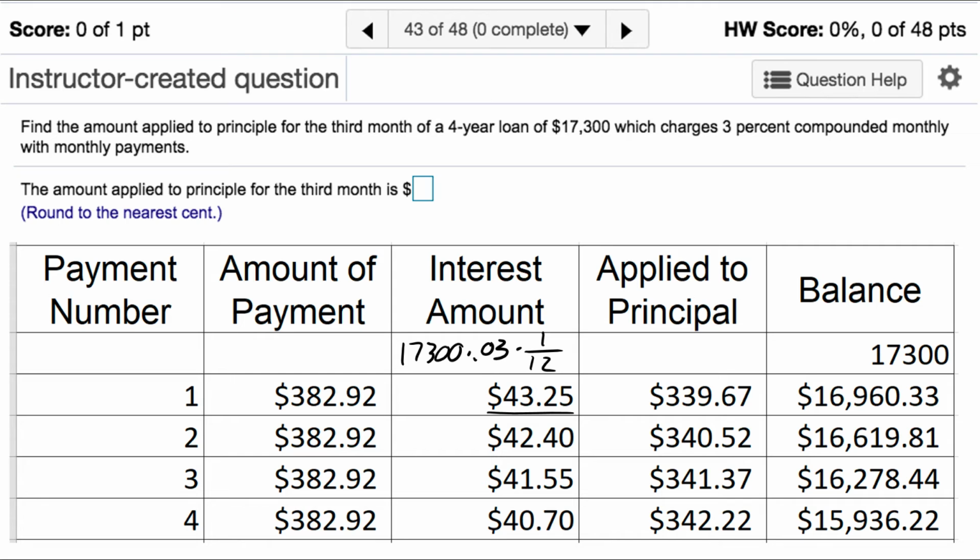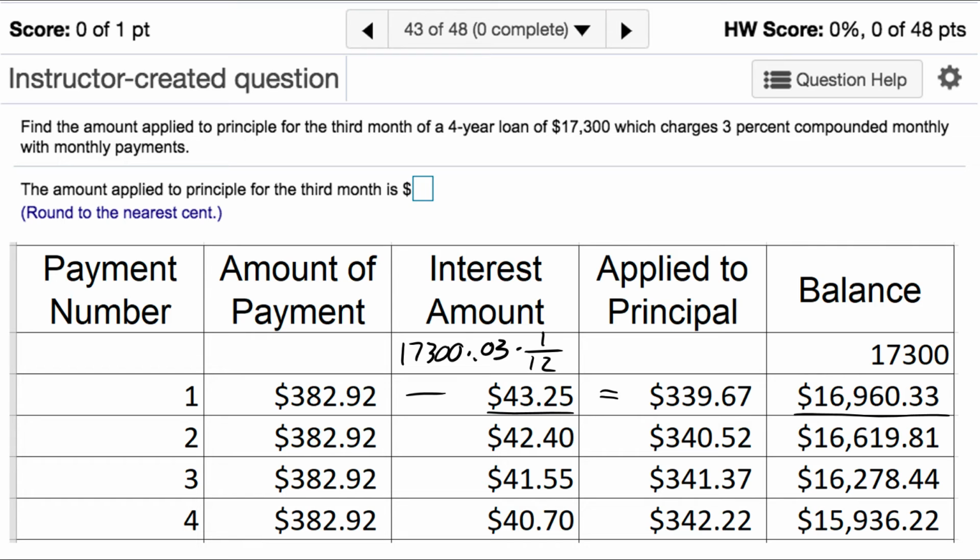$43.25. We'll then subtract $382.92 minus $43.25. That's going to give us the amount applied to principal, $339.67. We'll then take our balance, $17,300, and subtract out the $339.67. That'll give us the new balance, $16,960.33. And then we just repeat the process.